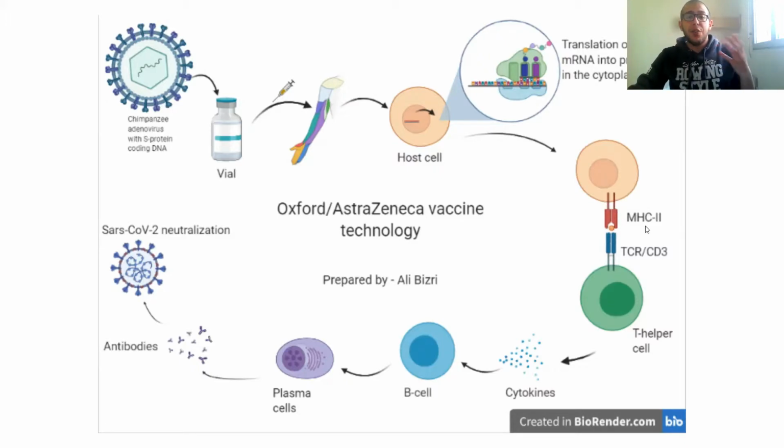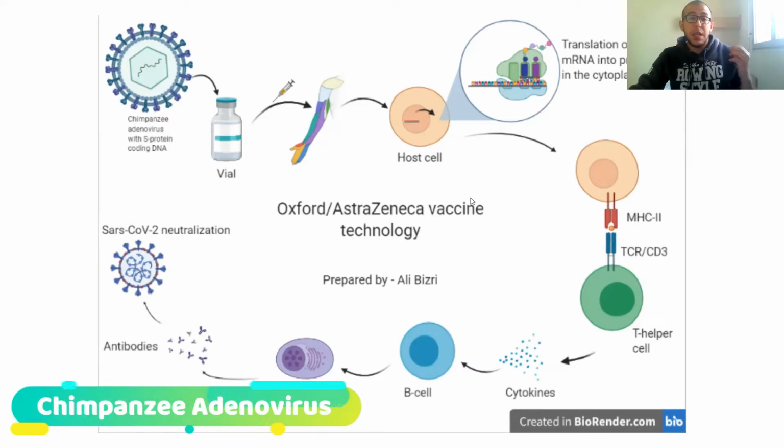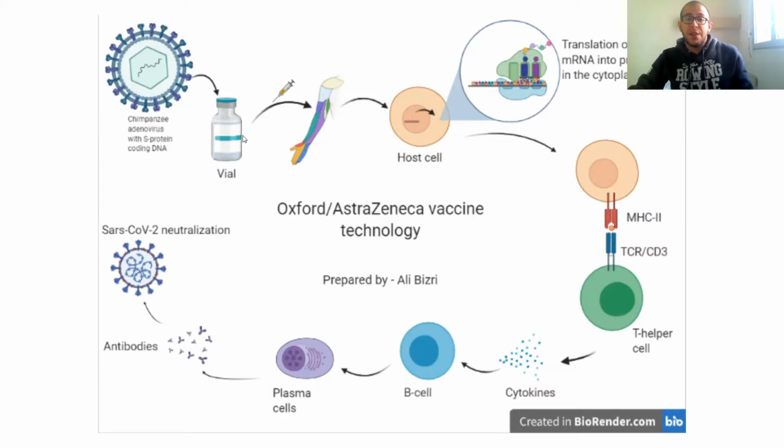However, let's go back to our vector. Our vector is, in this case, the chimpanzee adenovirus that is going to be harboring our S protein coding DNA, and they are going to be present in the vials that we're going to be injecting into our arms. Now, since this adenovirus is harboring this DNA, it is going to be entering through our cell membrane into our cytoplasm and then injecting our DNA, in this case the DNA gene that is going to be coding for the spike protein. It's going to be injecting it into the nucleus.